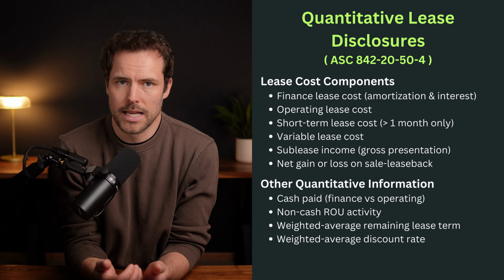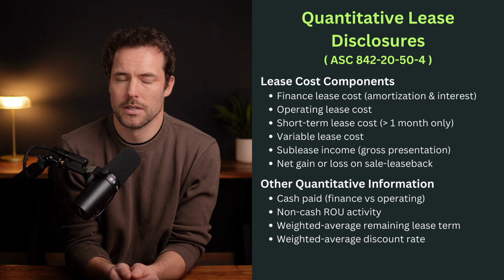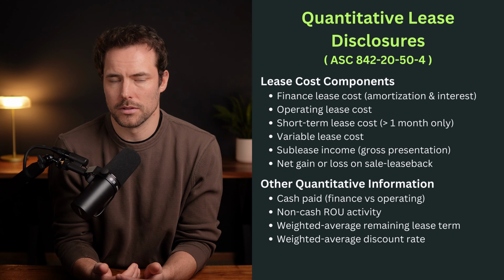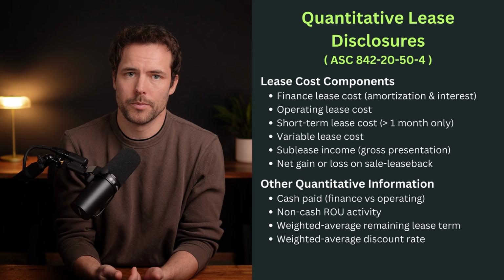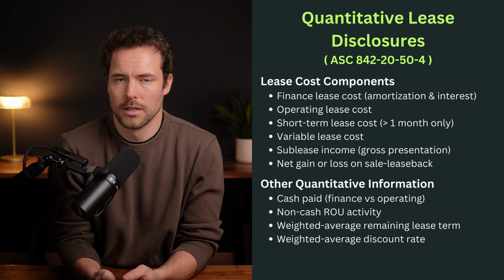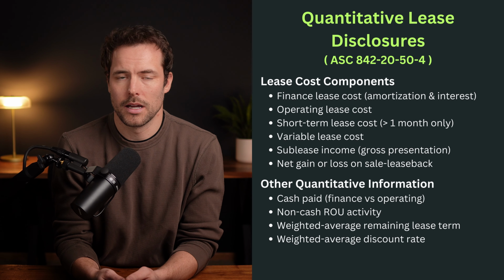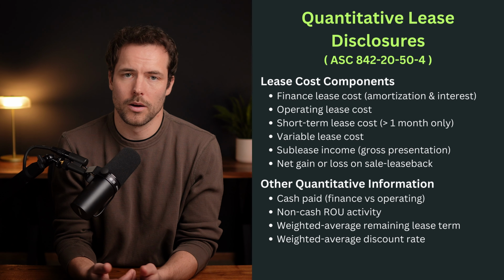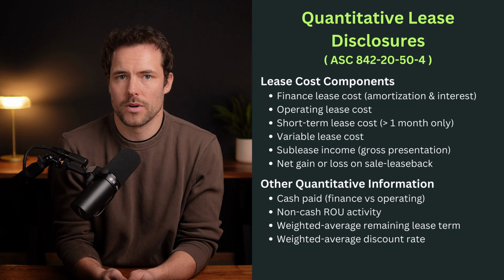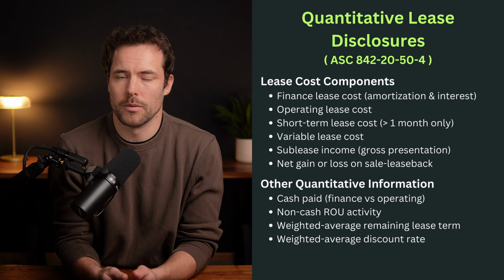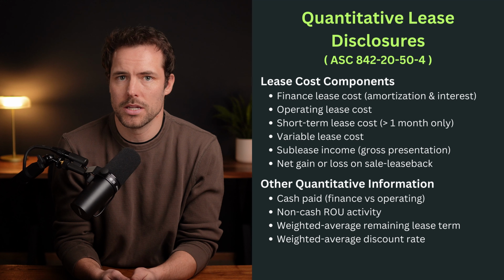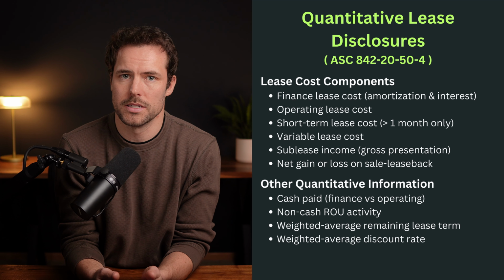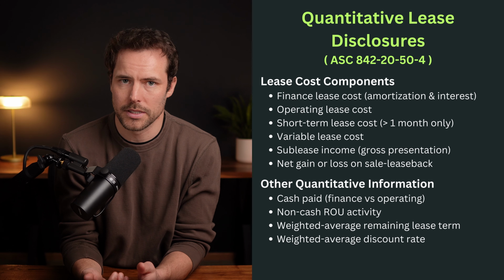So while that's a substantial list of quantitative disclosures, you'll notice that almost all of these items are already reflected in our lease schedules. We've calculated our finance lease cost broken out between interest and amortization, our operating lease cost, our short-term lease cost, and our variable lease cost. And we addressed the disclosure of cash paid for amounts included in the measurement of lease liabilities and supplemental cash information in our statement of cash flow series if you want more information on those topics.